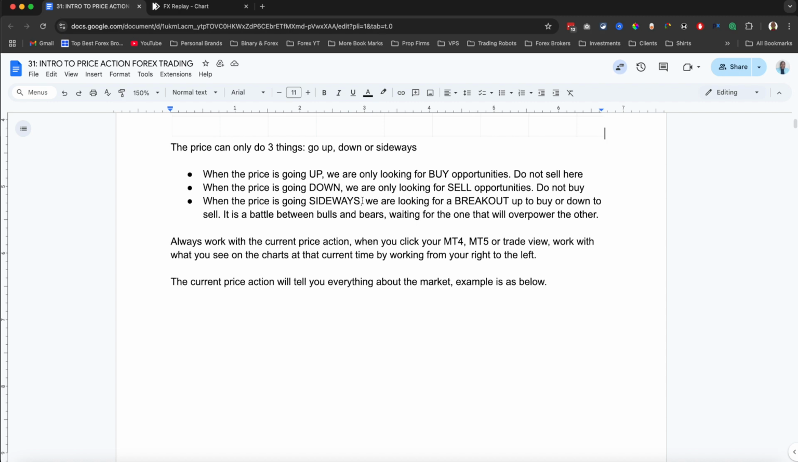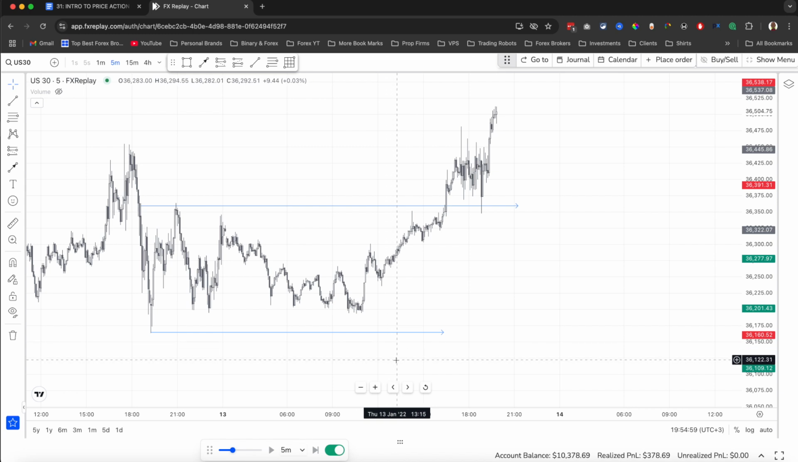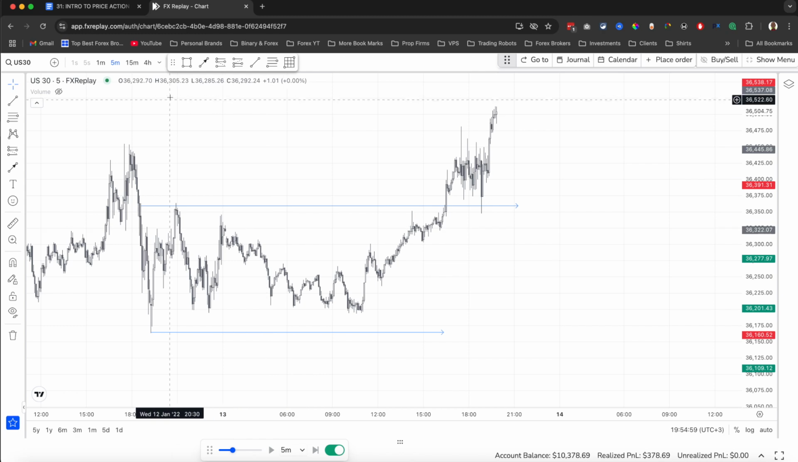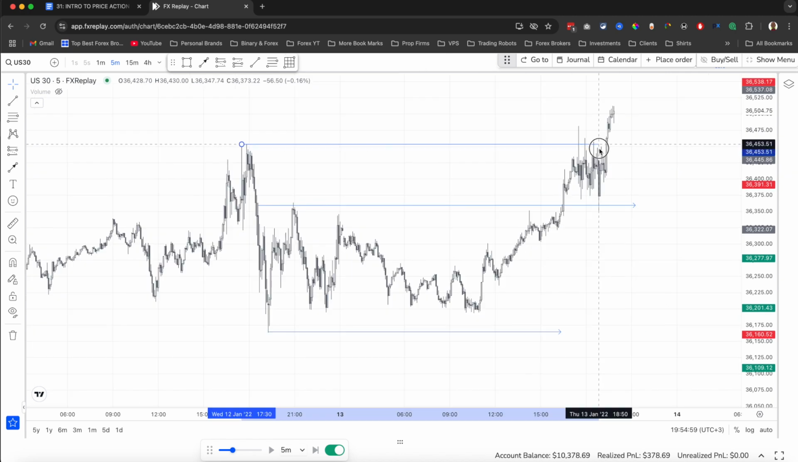If it breaks this level up, then we're looking for buy opportunities. If it could break this point here, then we'll only look for sell opportunities. For example, here we can see clearly this was our swing point, and the price broke up.